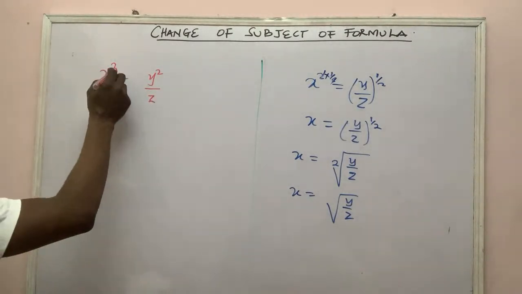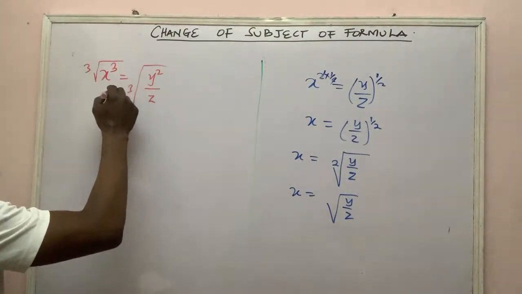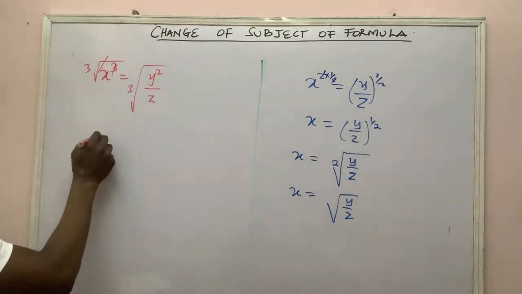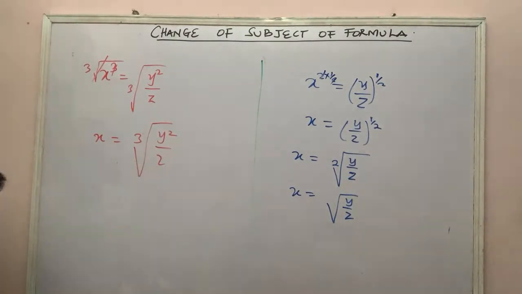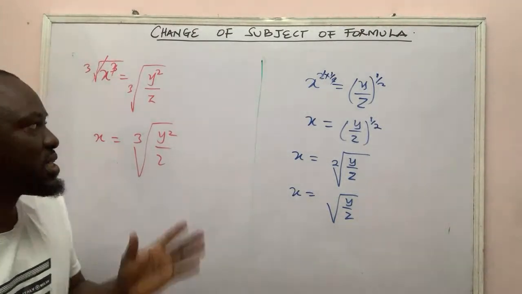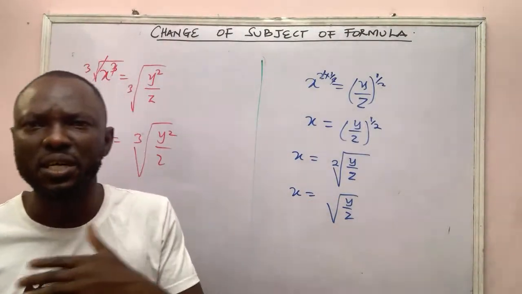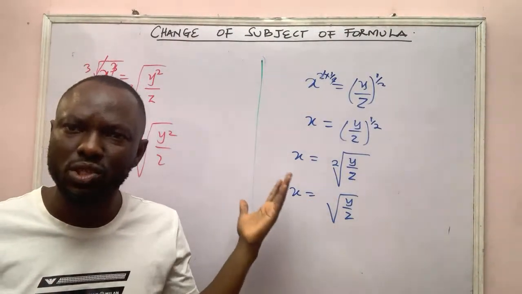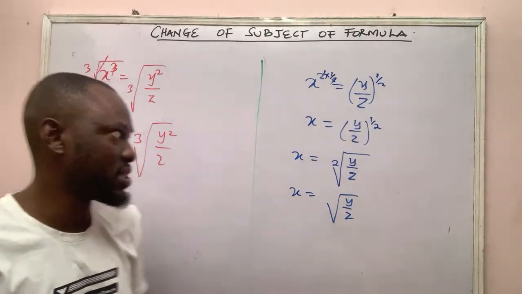Now, this is 3, so I'll find the third root of both sides. So whichever way you cancel this, x will be the third root of y squared over z. All right? Now, let us see how to convert powers to their root form, whether it is the square root or the third root or the fourth root or the fifth root, it doesn't really matter.